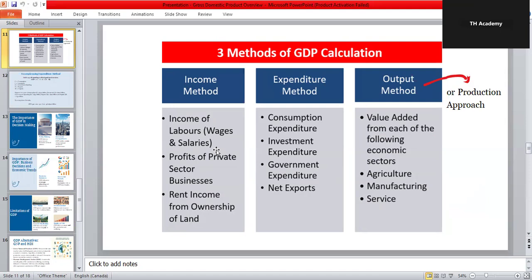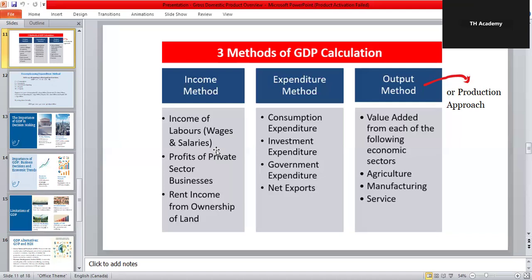Third, the output or product approach. We measure the total value of everything produced in factories, farms, and service sectors. So all three methods help us understand how the economy works from different points of view.